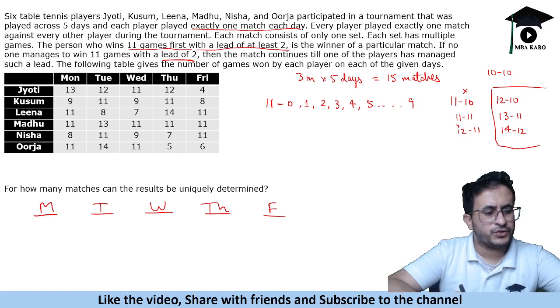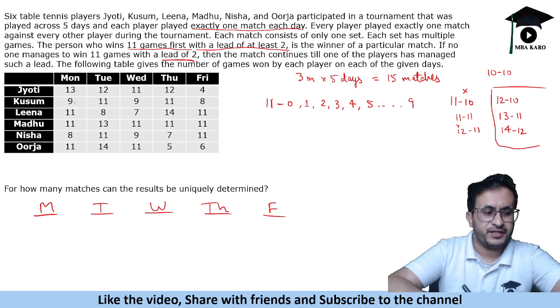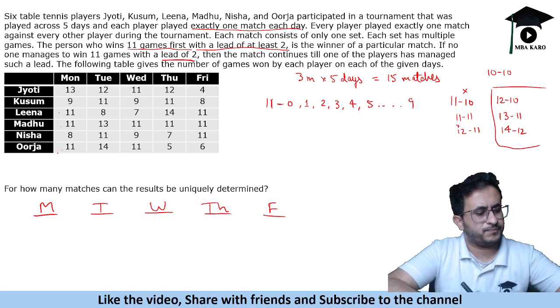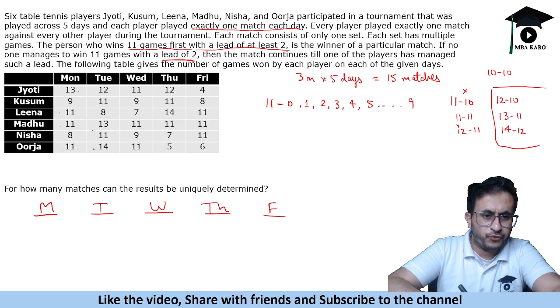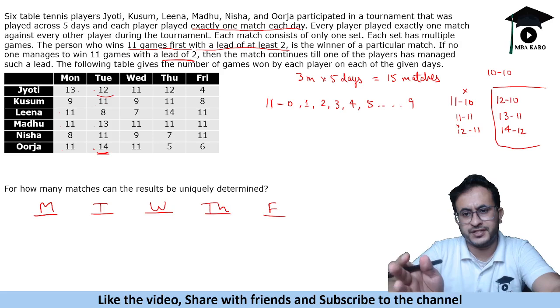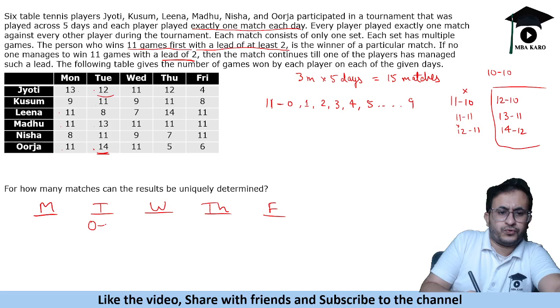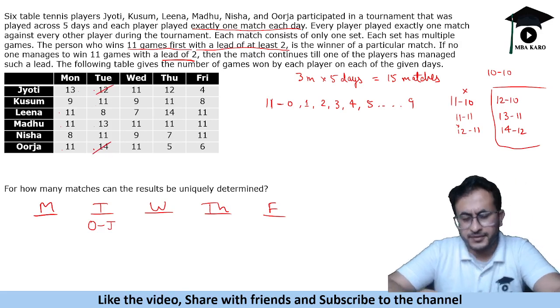Now let's look at which match is which. If you look at Monday, 13 means 13 versus 11. Now 13 versus 11 can be anyone like Leena, Madhu or Urja. We cannot tell from just this information. Now if you look at this day, it has to be 14 versus 12 and 13 versus 11. If you see 14, it has to be exactly 14 versus 12. Now who is 14? Urja and Jyoti. So one match is Urja versus Jyoti. Okay, so this is done. I'll keep knocking off the table.